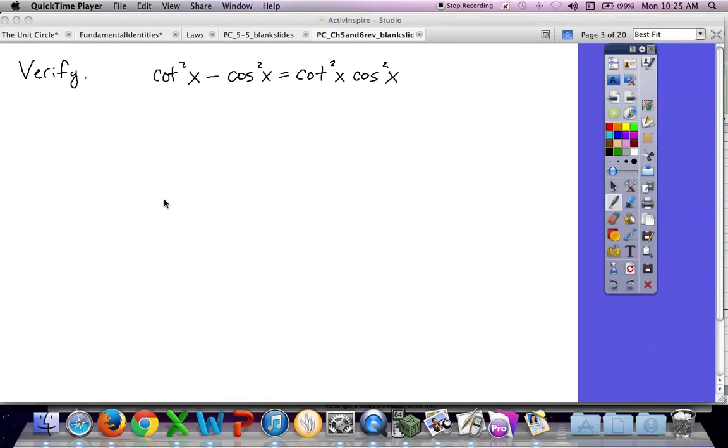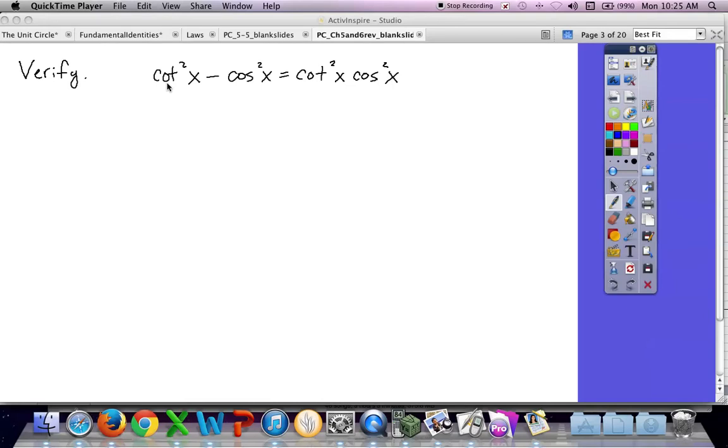Okay, verify. Any bright ideas? Here? Okay. So remember, in the guidelines, it was, I think, step 4.